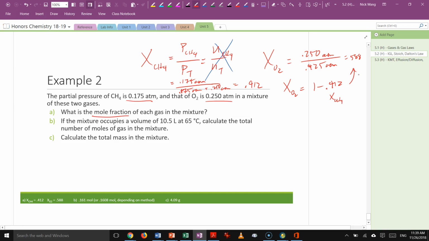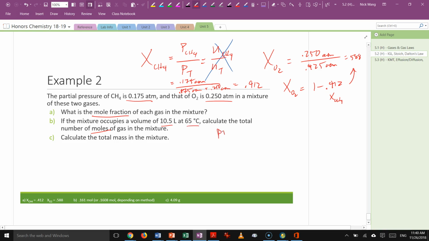Part B: if the mixture occupies a volume of 10.5 liters at 65 degrees Celsius, calculate the total number of moles of gas in the mixture. Now, there's more than one way to approach this, and I'm just going to do this the most brute force way that I think is probably the most likely way that you'll take it. But essentially, to figure out the moles of gas, we were given a volume and we're given a temperature.